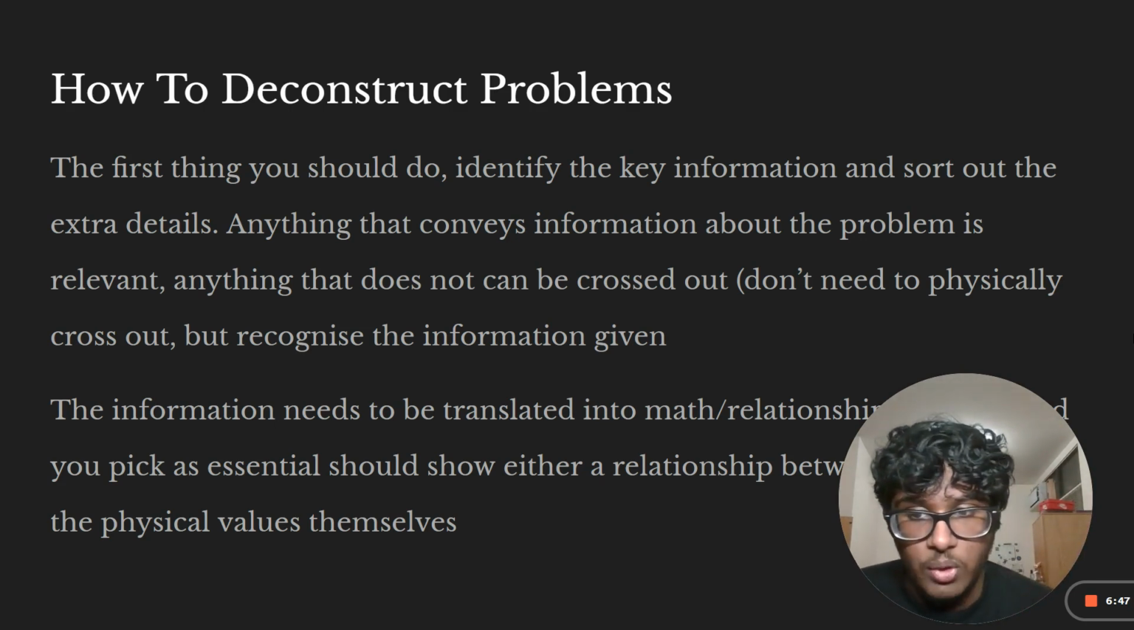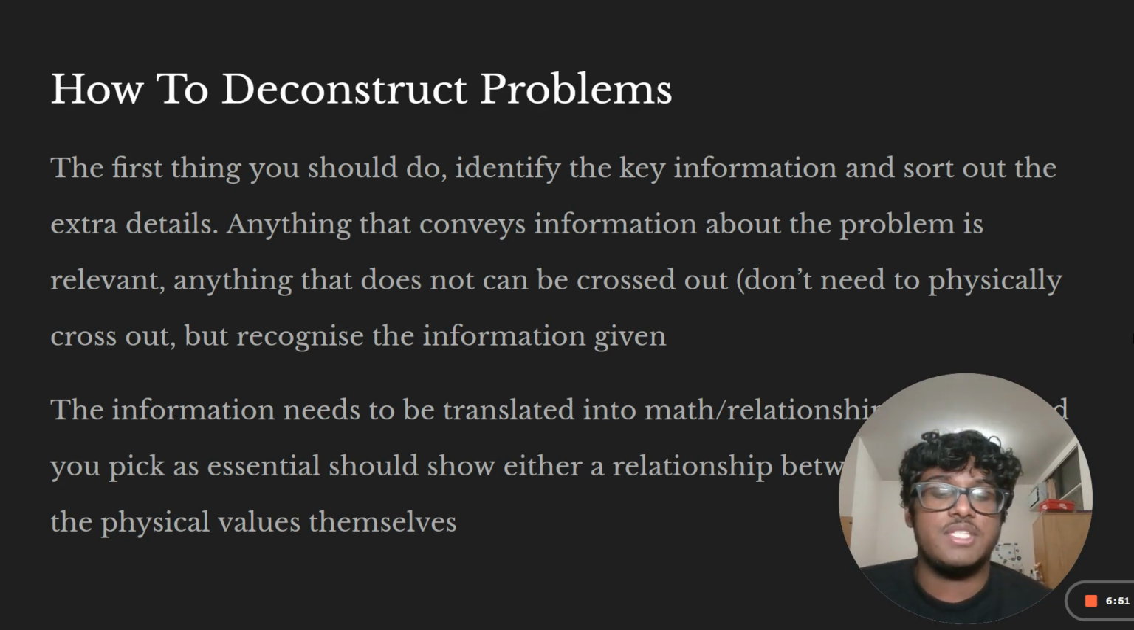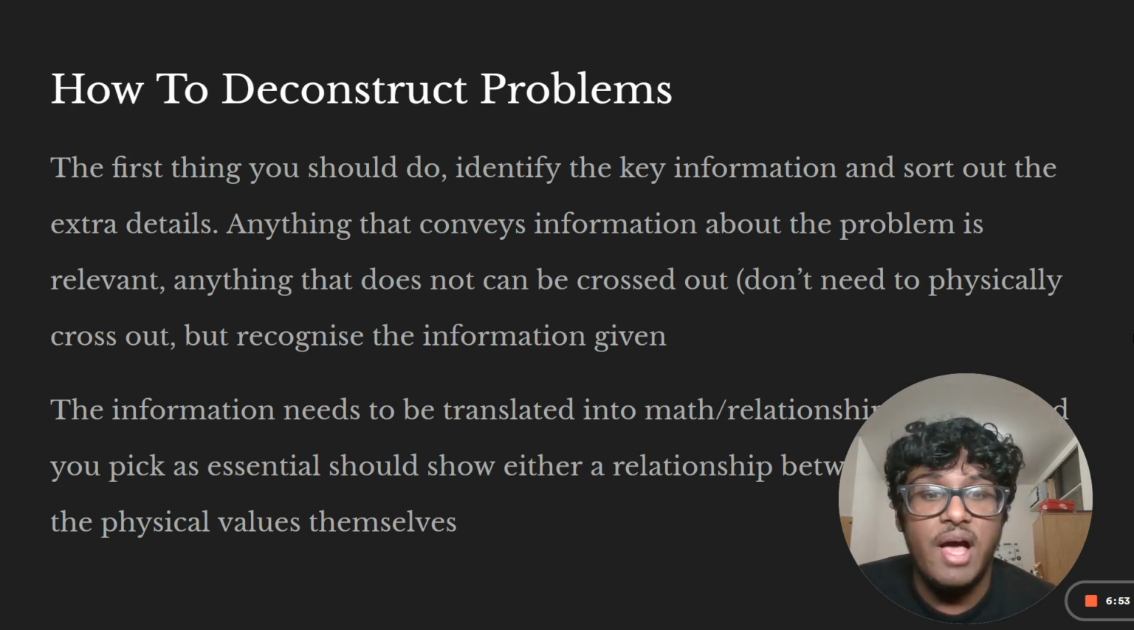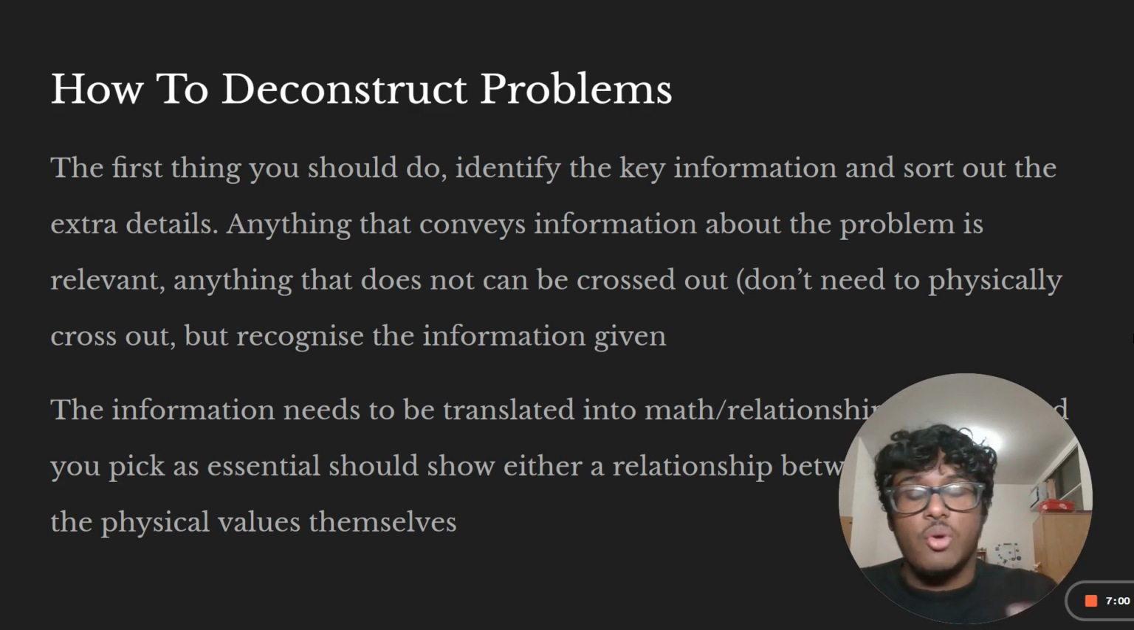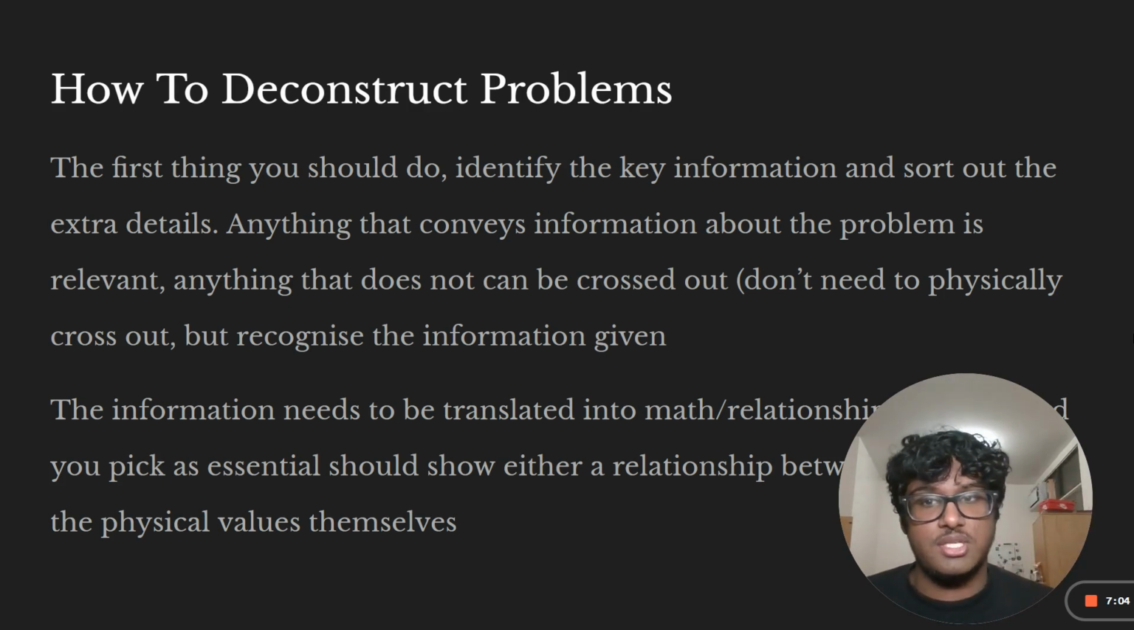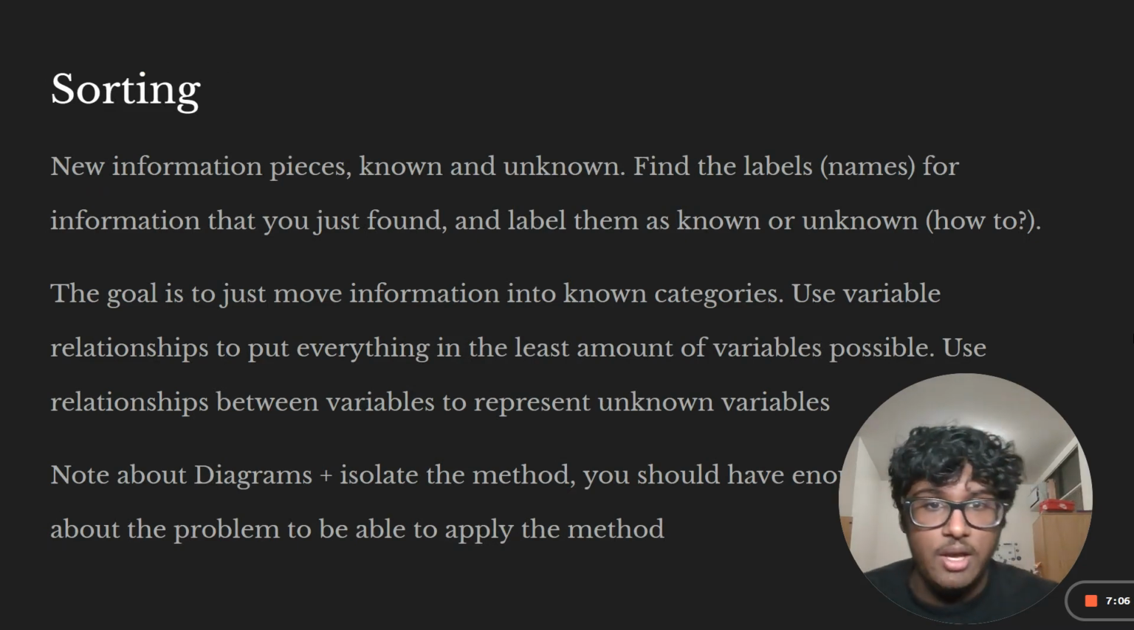So what you're doing here is showing either a relationship between the physical values themselves, or just that the values are present. And this is something you can do explicitly, like the writing example, but you don't necessarily have to. After a while, you just get used to doing it and you can do it in your head almost instantly. Okay, sorting.